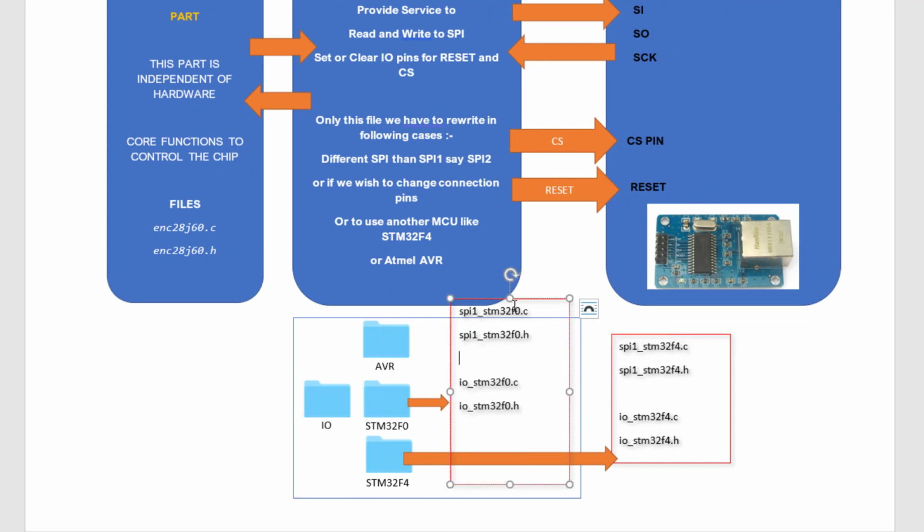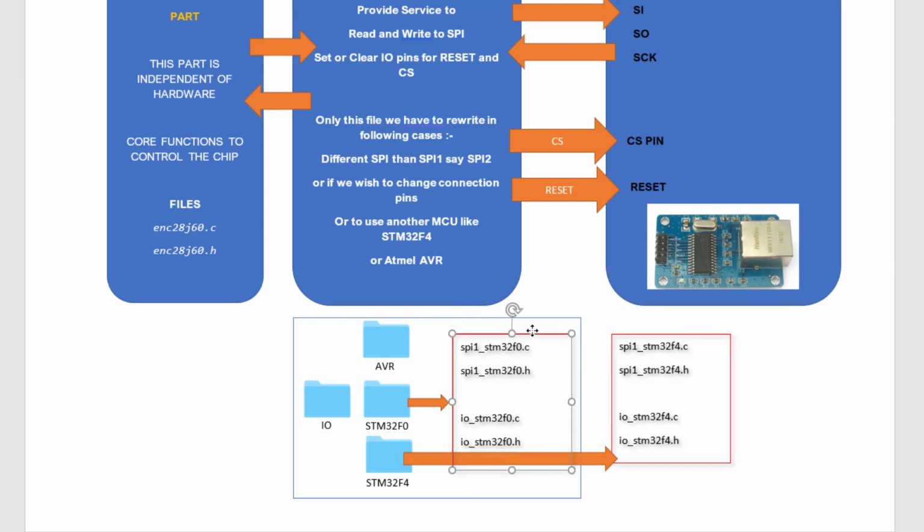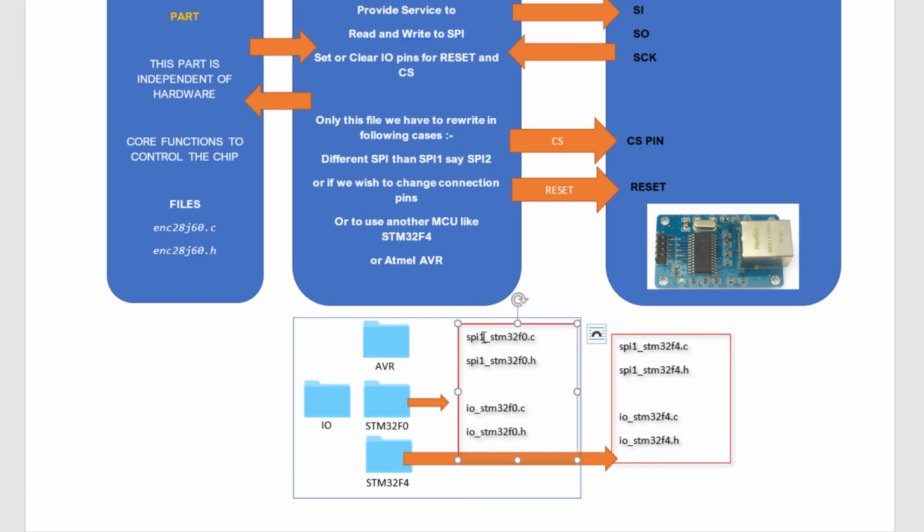As I have previously discussed, these are the files inside this IO STM32 folder. We are using SPI1. The STM32F0 series microcontroller has two SPI ports, SPI1 and SPI2, but in the beginning I discussed that we are using SPI1 for this purpose. So this set of files will provide us with the SPI function, and these files will provide us with the GPIO function. So let us create these files.